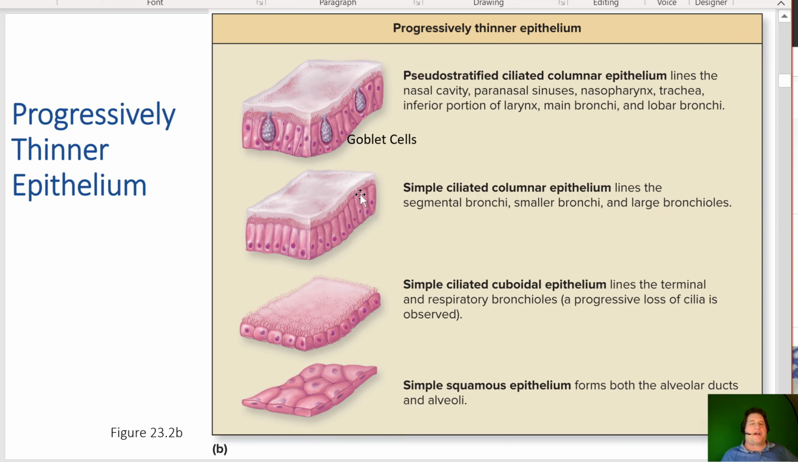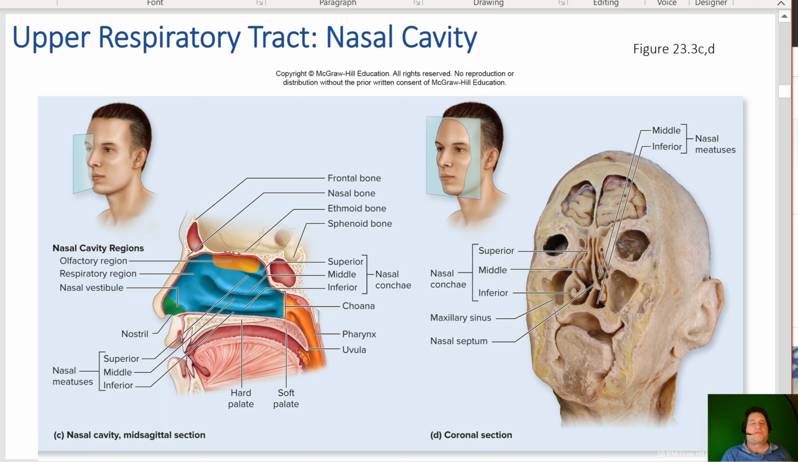And then as you go further on down, it gets a little bit thinner, so simple ciliated columnar. Again, you're going to get a lot of mucus on those as well. A little bit of mucus left as you go further down. But then as you get to the last structures where that gas exchange is taking place, you're going to have a simple squamous epithelium, of course, because gases have to exchange through those cells, so they have to be very, very thin in order for those gases to travel through the cells.